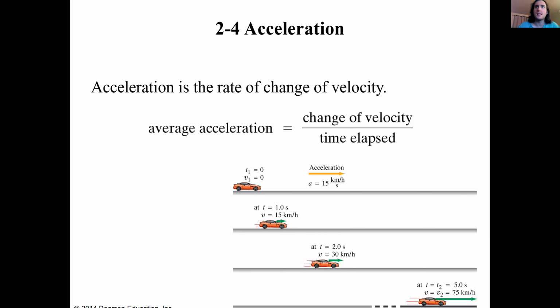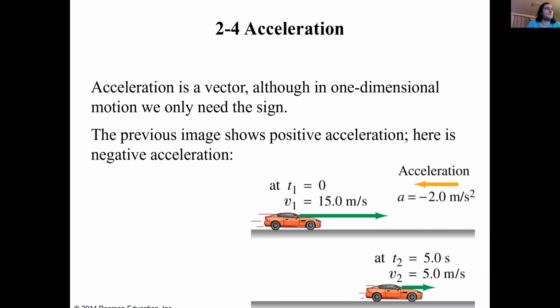The acceleration here is 15 kilometers per hour per second. So every 1 second, we would expect to gain 15 kilometers per hour to our velocity. And so after 2 seconds, we're at 2 times 15 kilometers per hour per second, right? And so 15 times 2 is 30. And then, of course, 5 seconds later, our velocity would be 75 kilometers per hour, okay? Any questions about that? Okay, let's go ahead and move forward.